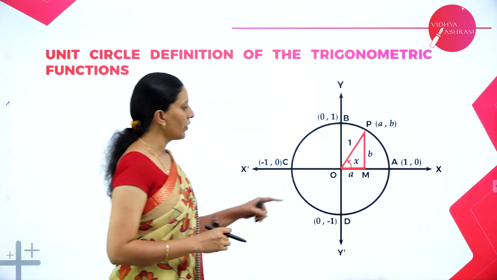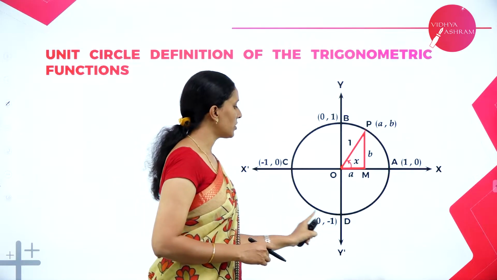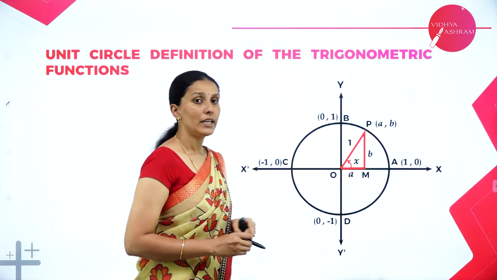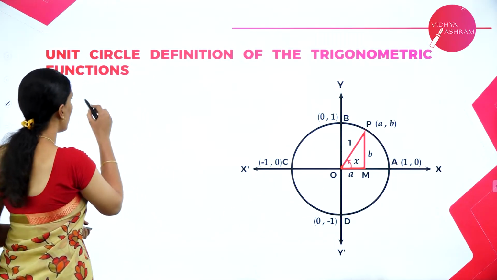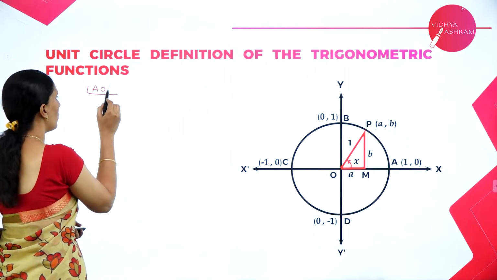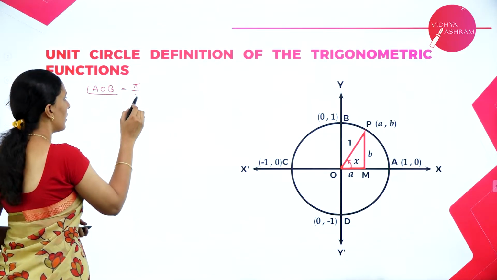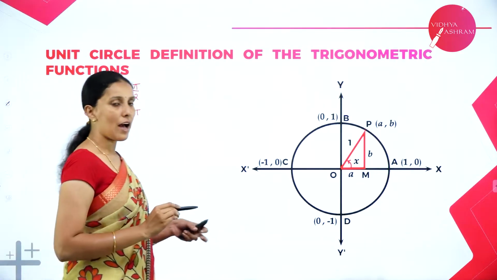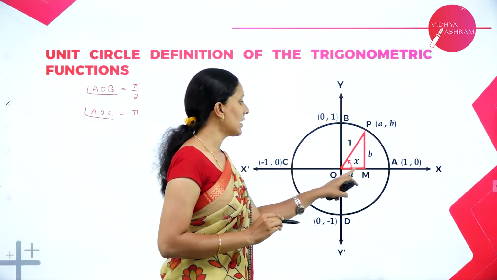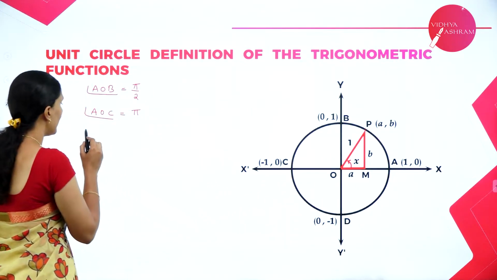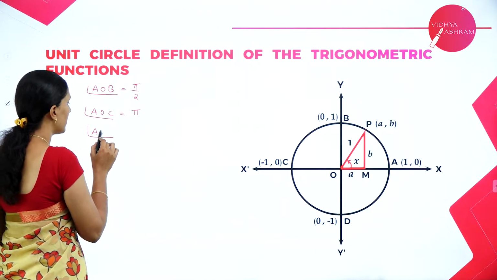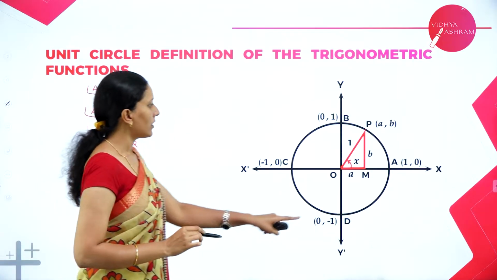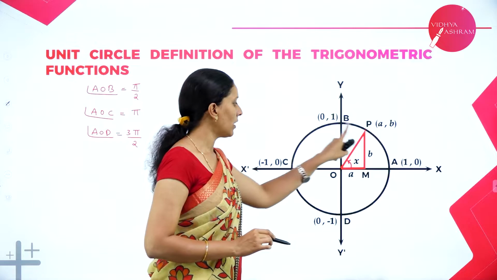Next, we know that one complete revolution is nothing but 2 pi. So therefore here angle AOB is pi by 2, that is 90 degrees. Angle AOC is pi. That is half of a circle, no? So therefore it is pi. It's a straight angle. Next, angle AOD is 3 pi by 2, that is 270 degrees. And angle AOA means 1 complete revolution.